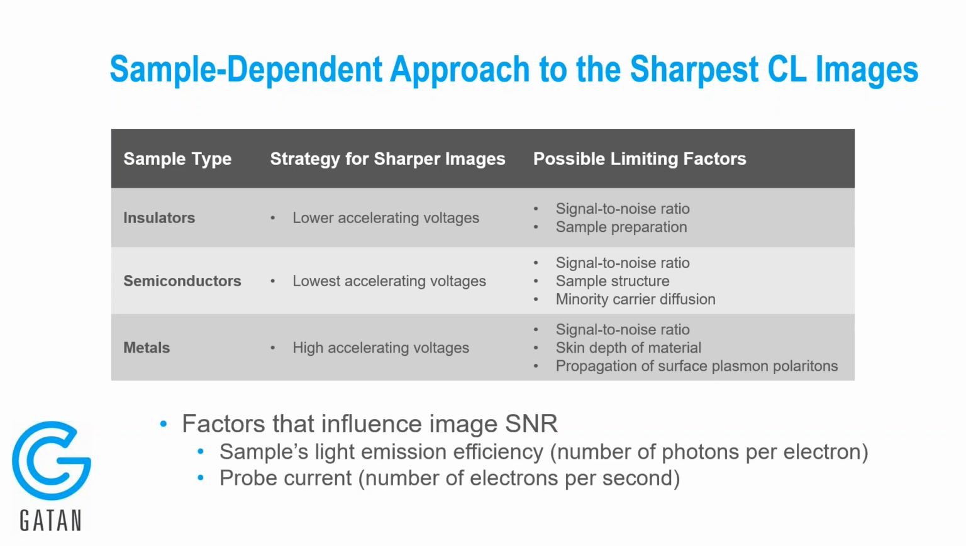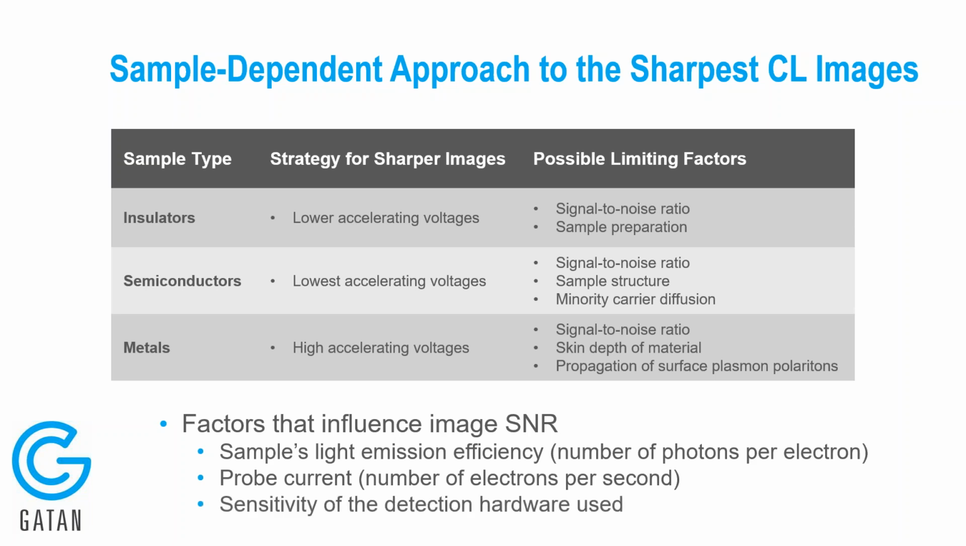In all of these cases, signal-to-noise ratio is a real challenge, and probably the limiting factor in the end for how sharp an image you can collect. Some of that is simply related to the light emission efficiency of your samples, the number of photons that are emitted per incident electron. The other is the probe current of the microscope. Not the brightness of the electron source, but the absolute probe current, so the number of electrons that arrive at your specimen.